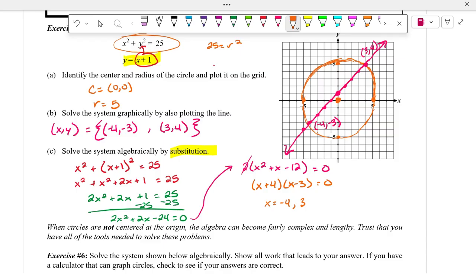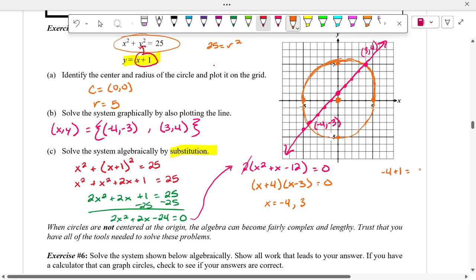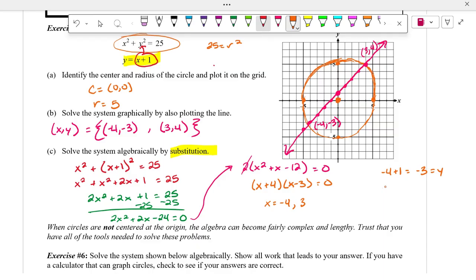If we plug it back into one of the functions, again, pick the easier one. I'm going to pick the one where we only have to add 1 to the x's. So I have negative 4 plus 1, which is negative 3. So that's y for negative 4. And I have 3 plus 1, which is 4, that's the y value. So we still get the exact same thing. x, y is equal to the set of negative 4, negative 3, and 3, 4.